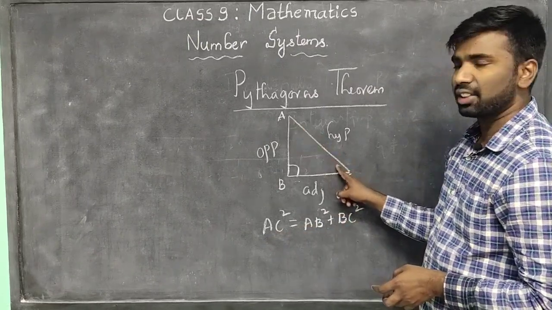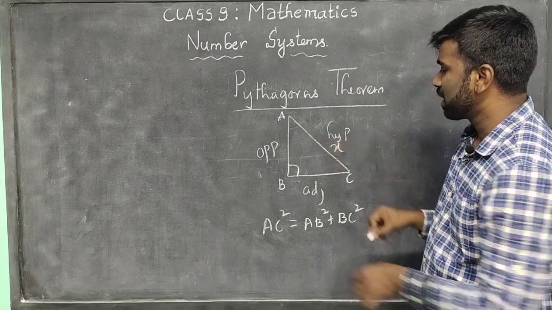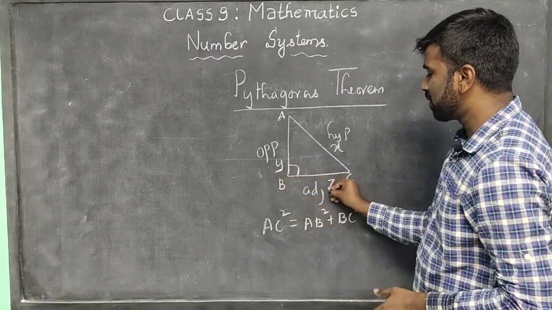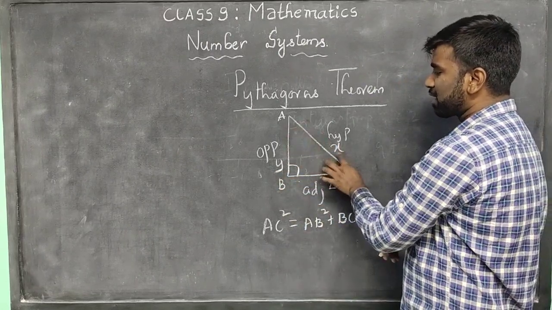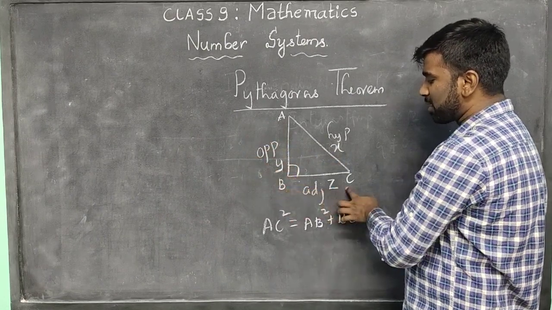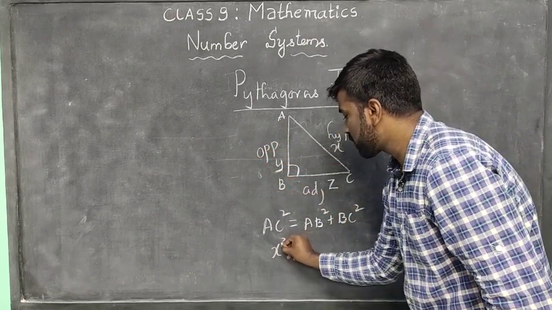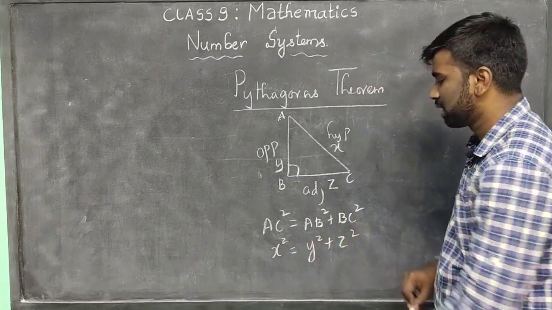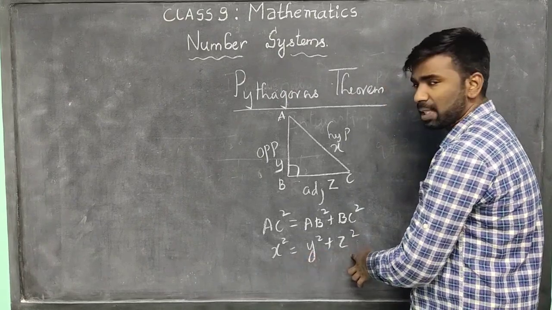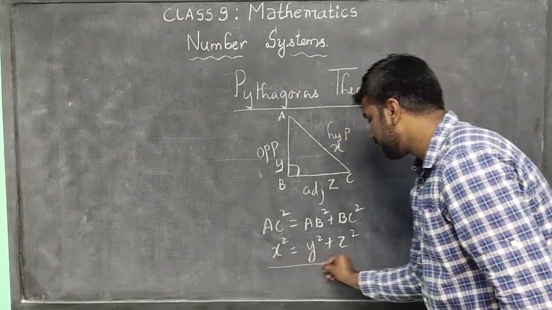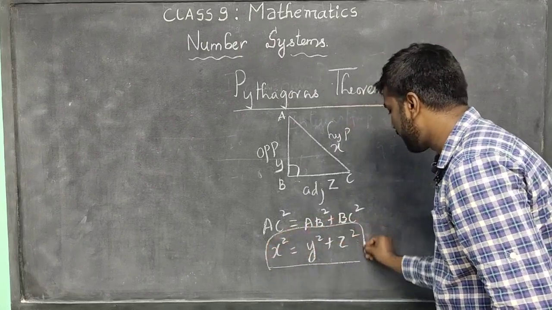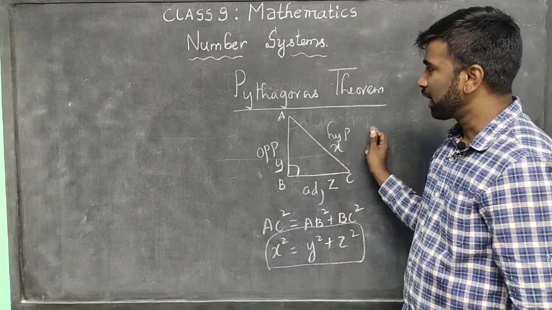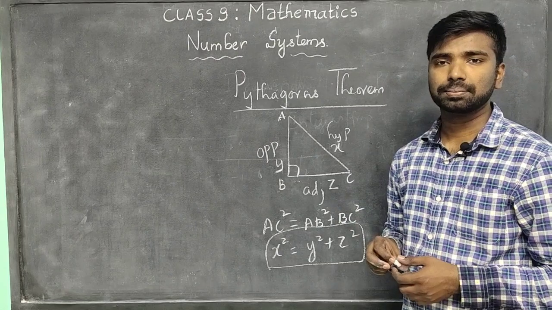Now, if I consider the length AC as x units, AB as y units and BC as z units, it becomes x square equals y square plus z square. This relationship is called the Pythagoras theorem. You should understand this before we proceed to locating irrational numbers on the number line.